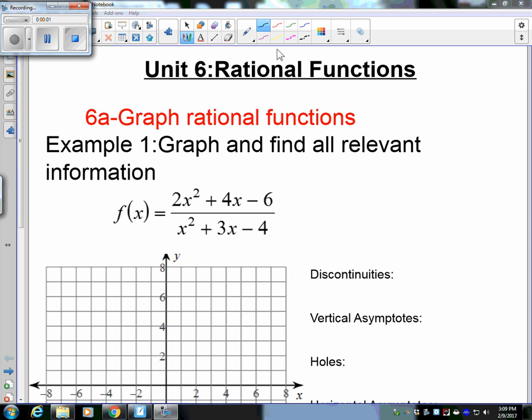Unit 6 Rational Functions. 6A Graph Rational Functions. Example 1. Graph and find all relevant information.